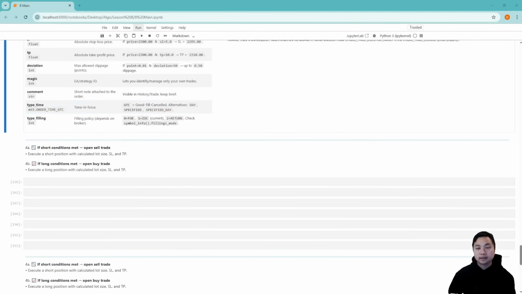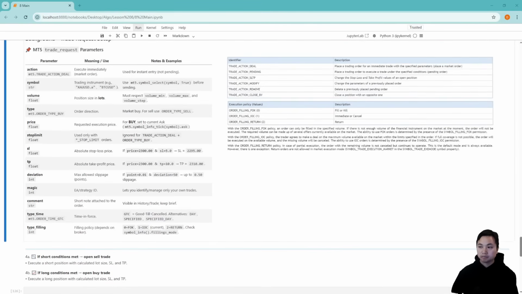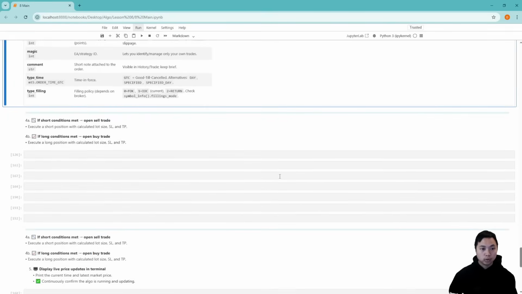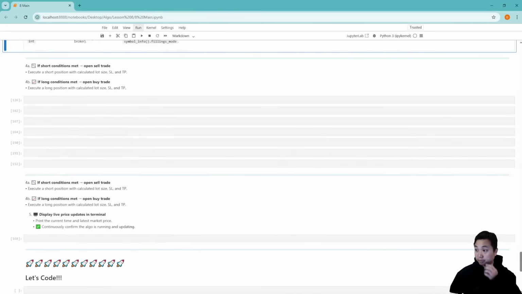So essentially, these parameters define everything for your orders: what to trade, how much, when, and under what conditions. And the image on the right-hand side provides you some additional information for your reference only. And now we've covered the background and also the trade request parameters. We're ready to dive into the actual code for executing trade.